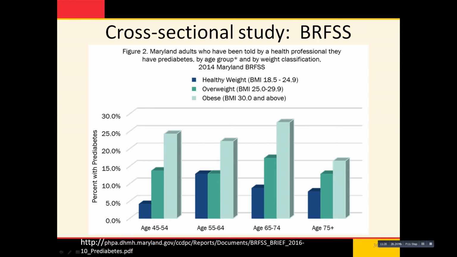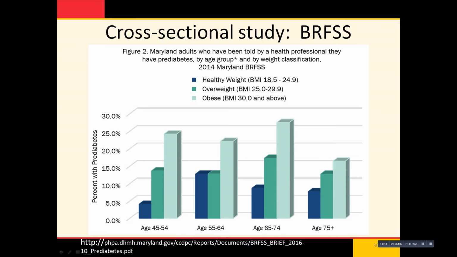So here's a nice graph of a cross-sectional study, the BRFSS, the Behavioral Risk Factor Surveillance System. This is a nationwide study that the states administer and can sometimes ask their own questions. So there's a national set of questions, but the state also has the ability to ask specific questions, maybe relative to the state and the issues of health that are happening.